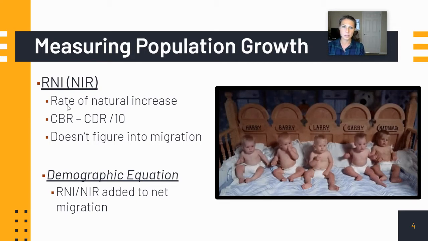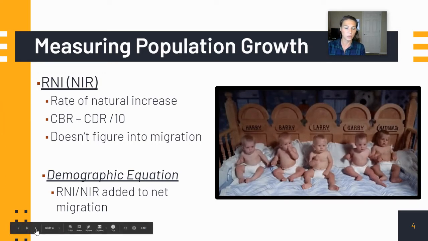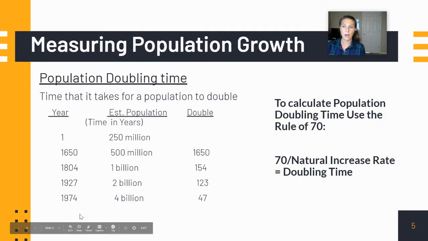Now, here's something to consider about the term natural increase rate. It's a little bit misleading because of the word increase. RNI can be negative, and if you're getting a negative number, all that means is that your population is not growing at all. It's in decline. So just be aware of that as you're doing calculations to determine this. Okay, another way that demographers measure population growth is by looking at population doubling time.